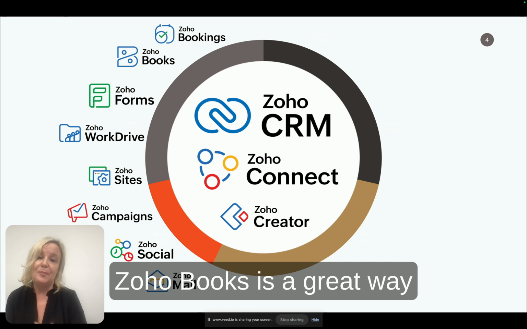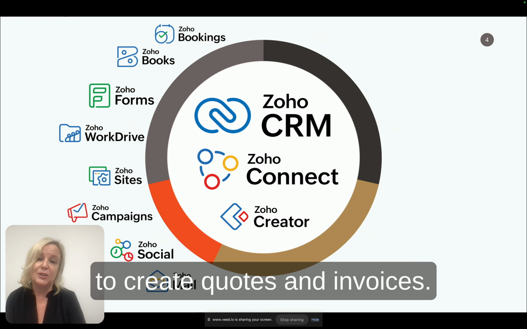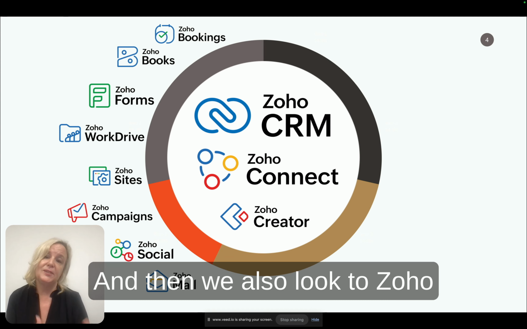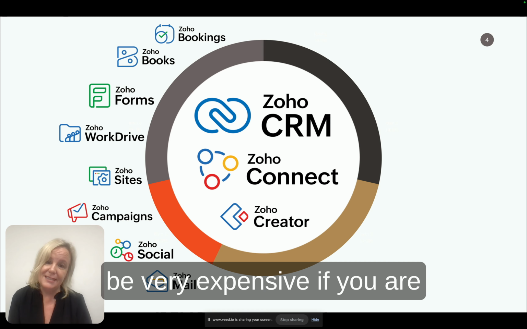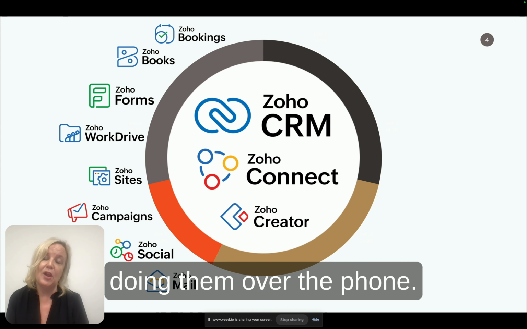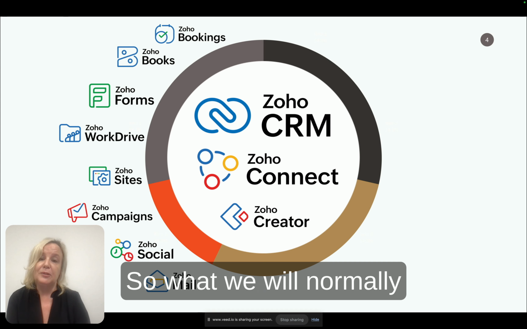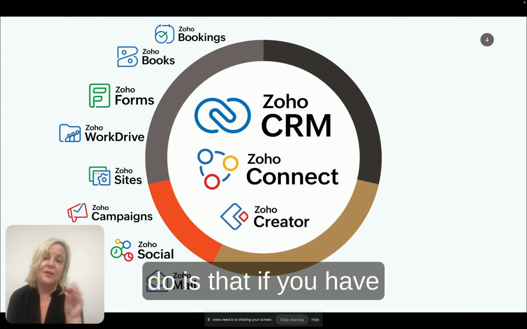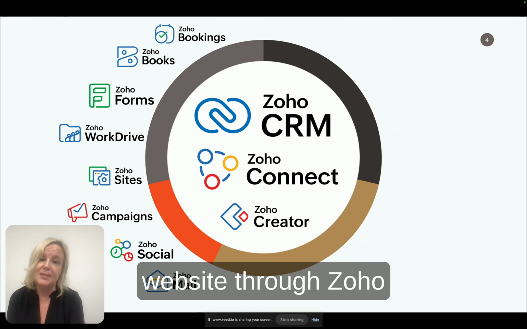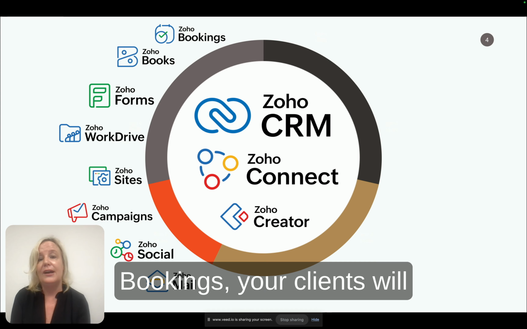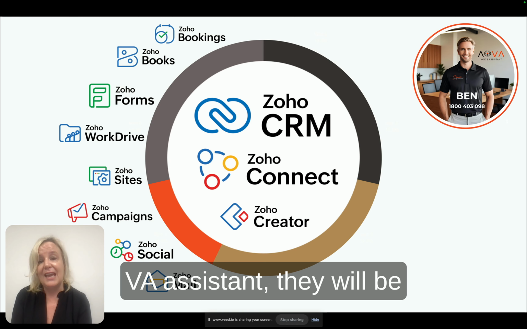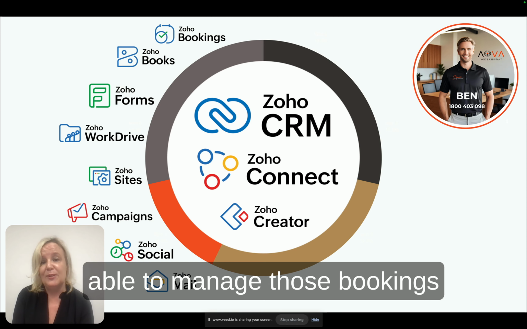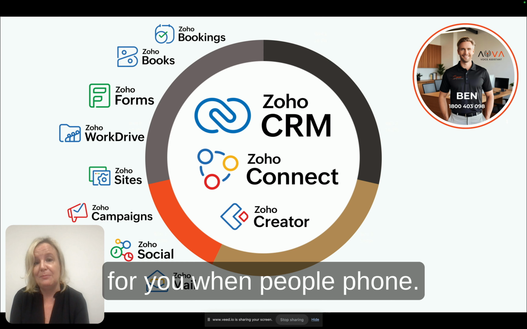Then essentially Zoho Books is a great way to create quotes and invoices. And then we also look to Zoho Bookings, because bookings can be very expensive if you are doing them over the phone. So what we will normally do is that if you have a booking link on your actual website, through Zoho Bookings, your clients will be able to self-serve. If you also make use of an AI VA assistant, they will be able to manage those bookings for you when people phone.